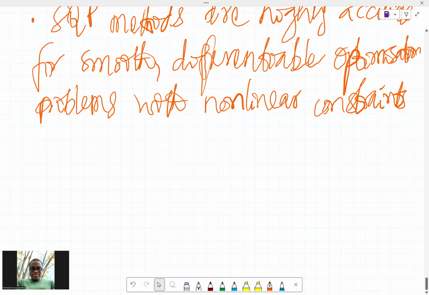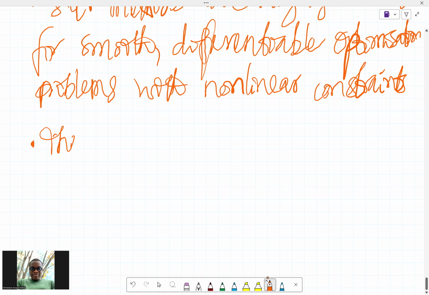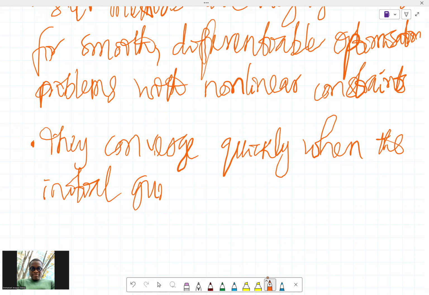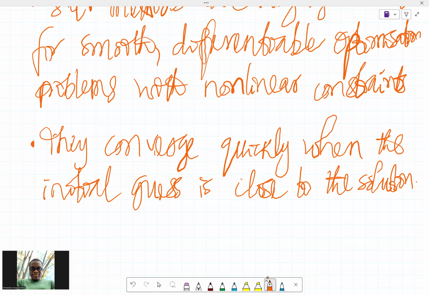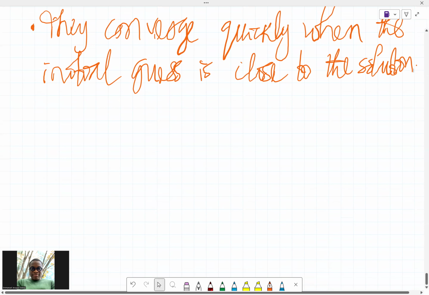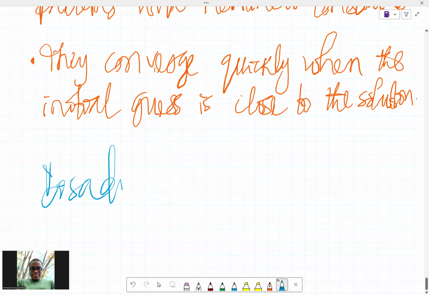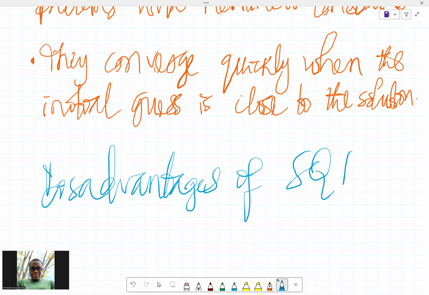The other thing is that they converge quickly when the initial guess is close to the solution. Okay. And then we have the disadvantages of sequential quadratic programming.